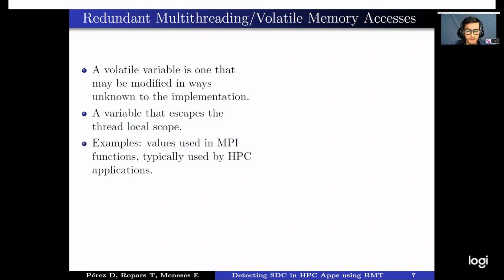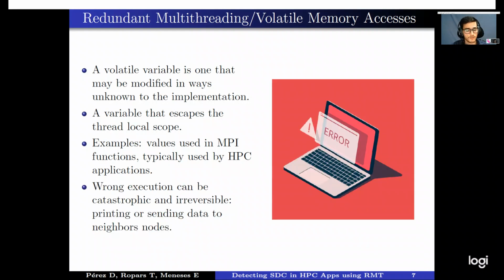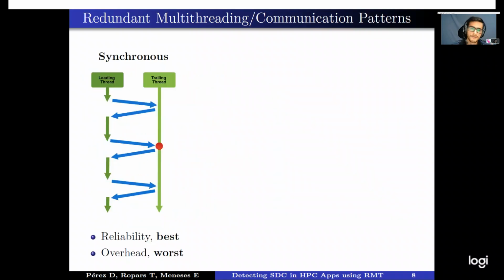So in HPC applications, for example, an example would be all the MPI function calls, which are typically used in HPC applications. And a wrong execution on these operations can lead to a catastrophic and irreversible state. So we have to be sure that everything is okay before doing these risky operations, these volatile memory access points. So there are different communication patterns between the threads for redundant multithreading approaches. The first one is called synchronous, in which both threads execute synchronously.